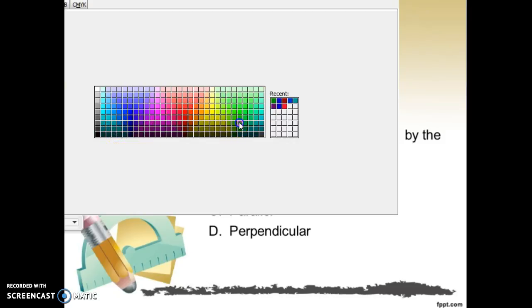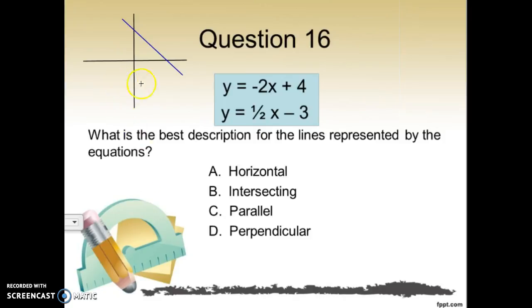All right, then they tell me that the second line, the y-intercept is at -3, so that's going to be down here somewhere. And I go up 1 over 2 every time with the slope. It's probably going to look something like that. And they want to know, what is the best description for the lines represented by these equations?